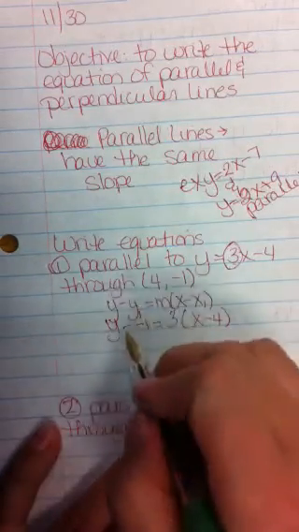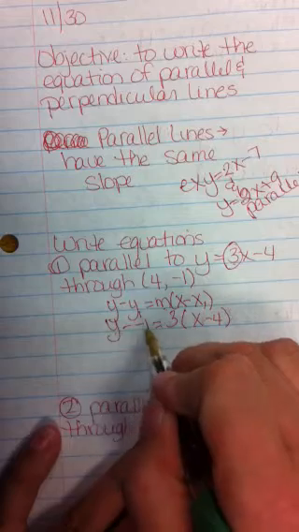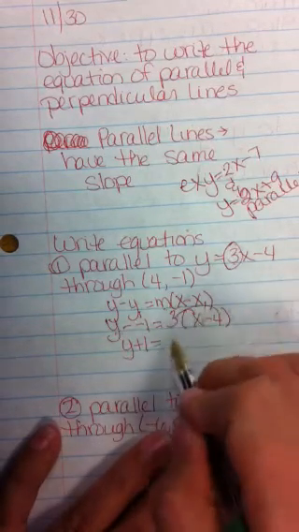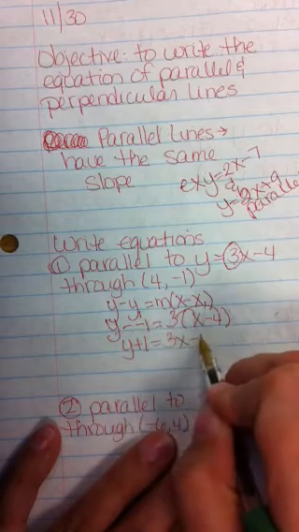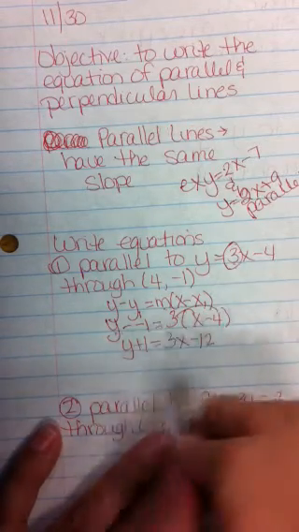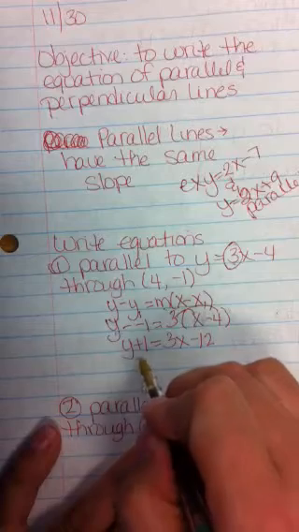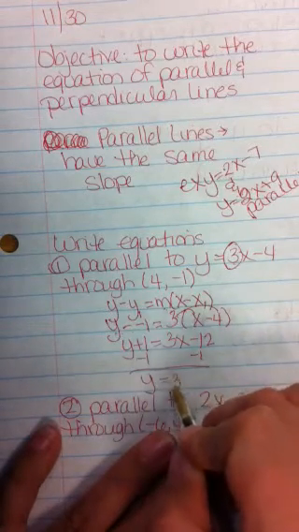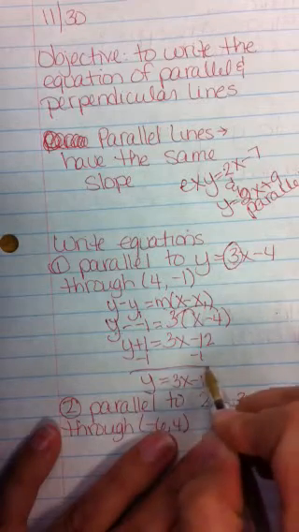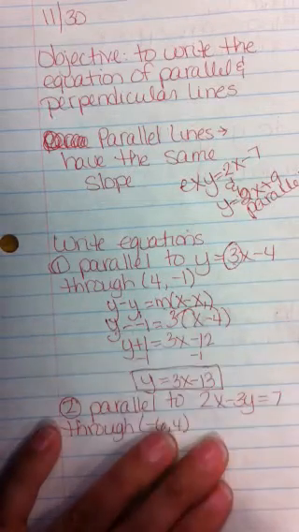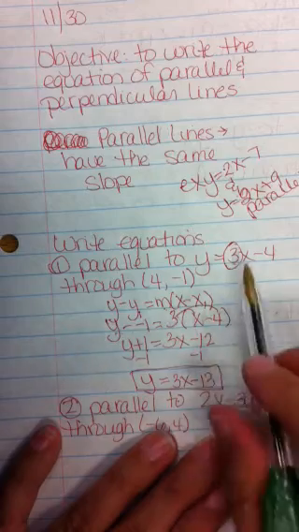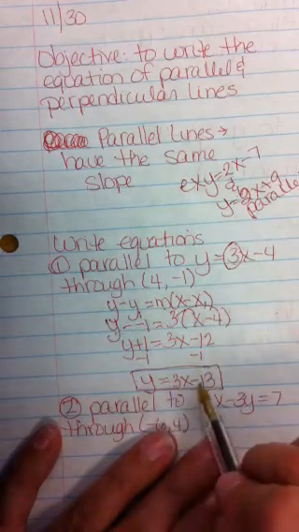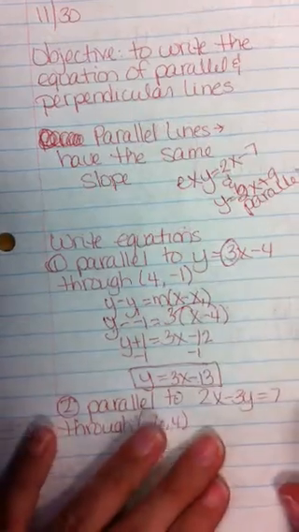And then we simplify that like we have been. Y minus negative 1 really means y plus 1. Distribute the 3, and you get 3x minus 12. And then we get y by itself, so minus 1, minus 1. And you get y equals 3x minus 13. And there's our answer. So that means y equals 3x minus 13 and y equals 3x minus 4 are parallel, and y equals 3x minus 13 passes through 4, negative 1.